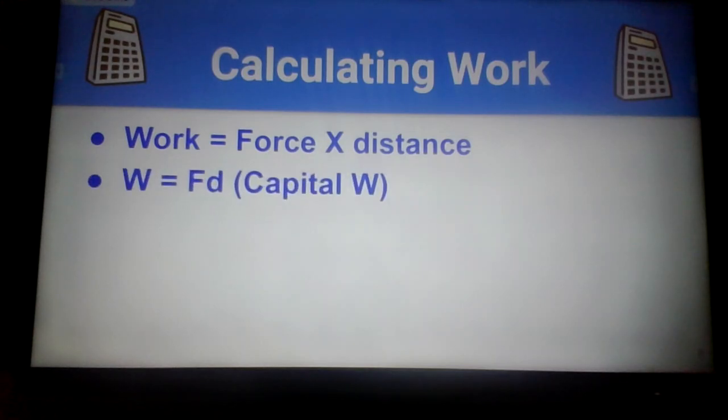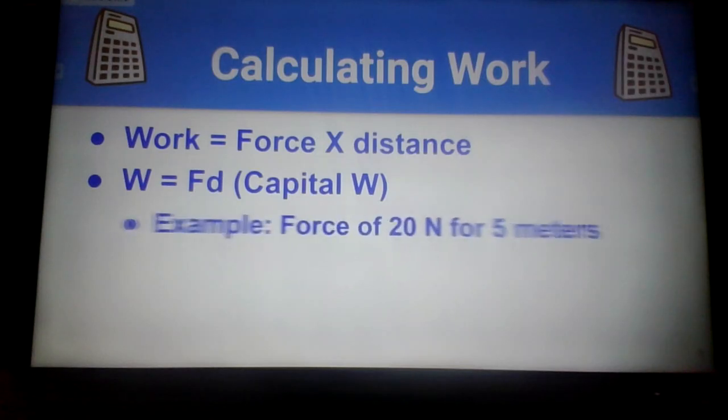We use a capital W for work. Lowercase w means weight. We know that we use a capital F for force and a lowercase d for distance because little f means something else that we'll talk about another time, frequency, and capital D means density that we studied way back at the beginning of the year.